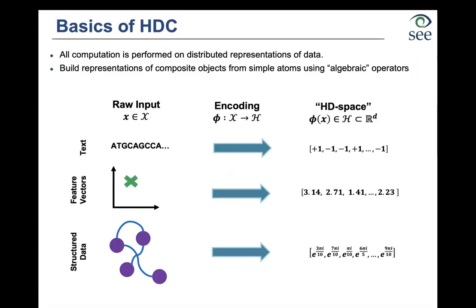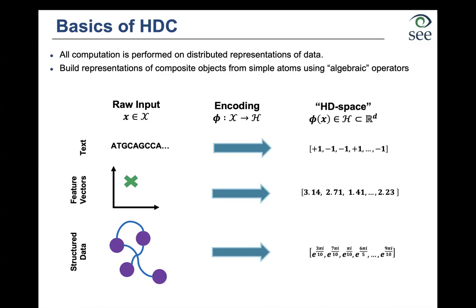So I think we're all familiar with VSAs and hyperdimensional computing, and I'm going to use those two terms interchangeably in the talk today. But the basic idea, of course, is that in HDC, we perform computation on these distributed representations of data. We have some input that could be text, feature vectors, or structured data like graphs or time series. And then we embed this data into high-dimensional distributed representations using an encoding function.